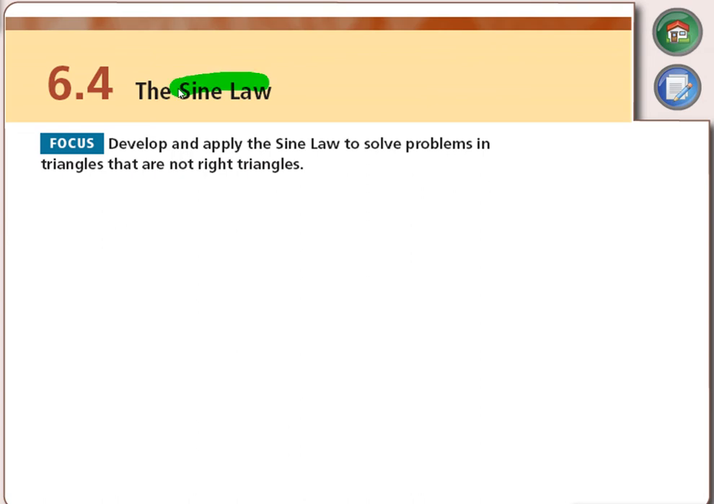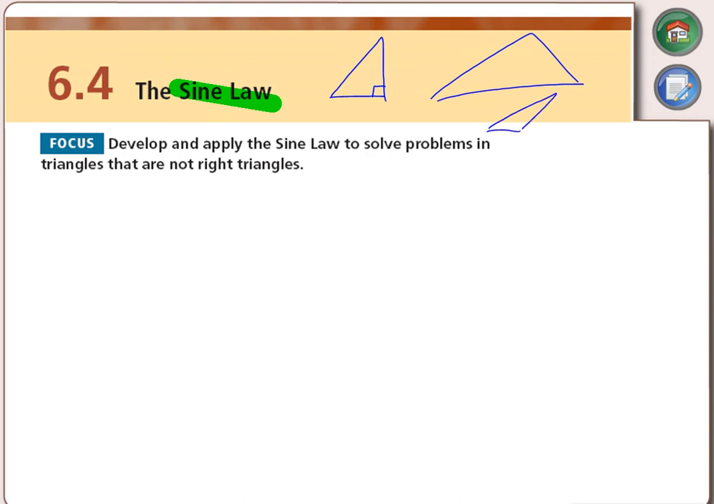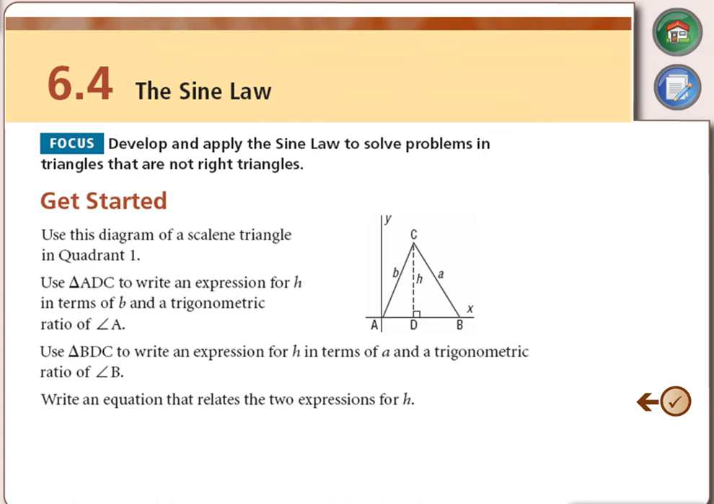6.4. We're looking now at the sine law. The sine law is about what happens when, instead of always having a right angle triangle to do trigonometry, we have other shapes of triangles. Those are the ones we're going to be looking at now. So as you can see there, not right triangles, using the sine law.